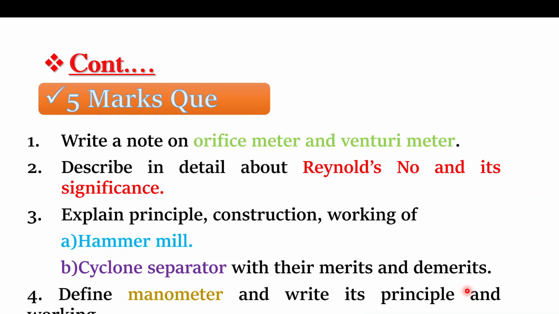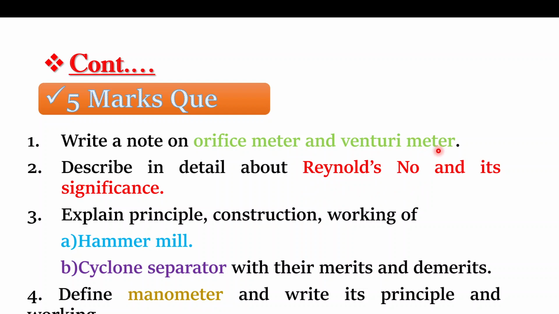In the 5-mark questions, the first one is: write a note on orifice meter and Venturi meter. So this question is for 5 marks. Second question: describe in detail about Reynolds number and its significance. So, like the Bernoulli's theorem, this Reynolds number is very important for 5 marks as well as for 2 marks.